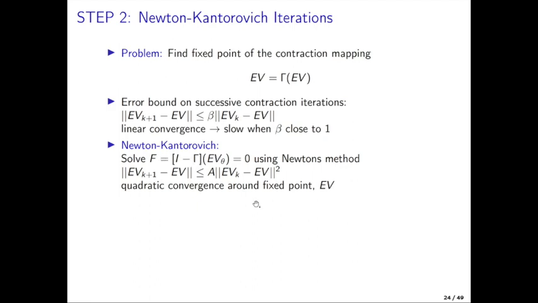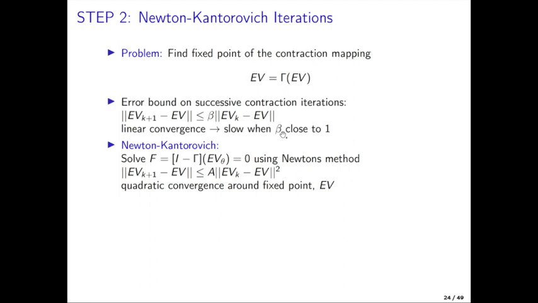Newton-Kantorovich iteration, well, it has the advantage that it has quadratic convergence. So this means as you get closer and closer to the solution, the error is going to decrease quadratically. So if the error is first on the order of 10 to the power of minus 2, it's going to be 10 to the power of minus 4, and 10 to the power of minus 8, and so on. Okay, so this is quadratic convergence. So you really want to use that once you're close to the solution.